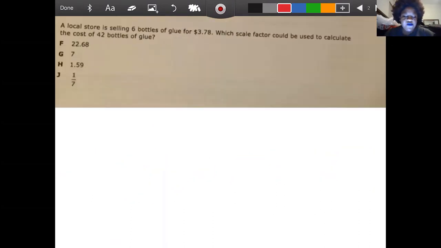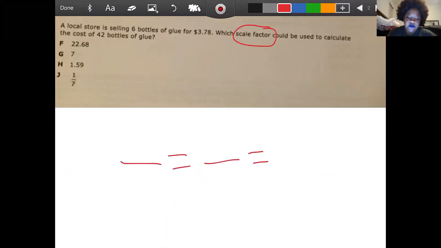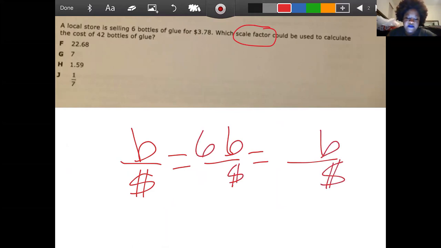All right, next. A local store is selling 6 bottles of glue for $3.78. Which scale factor could be used to calculate the cost of 42 bottles of glue? So you're not solving, you're just looking for the scale factor. So write your formula out so you know what you're comparing, and then you'll find the scale factor. We are comparing bottles of glue to money. We have 6 bottles of glue for $3.78, and the question is asking us to find the cost, which we don't know, of 42 bottles of glue. So all we're looking for is the scale factor.